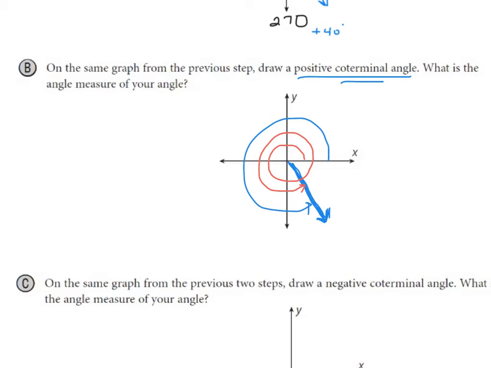And on part C, it says from the same graph of the previous two steps, draw a negative coterminal angle. Now I'm just going to draw that on this previous graph here. So a negative coterminal angle would be going in the clockwise direction, and that would be right there.